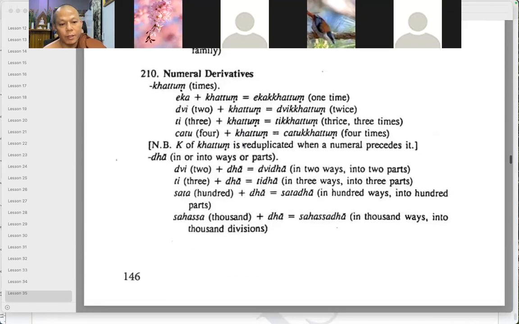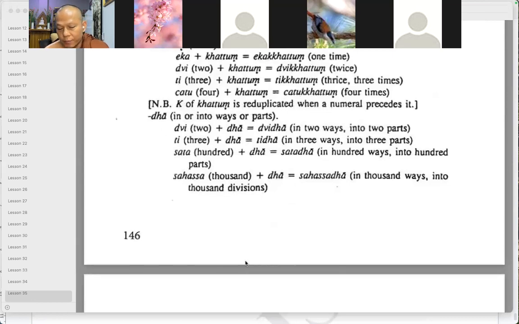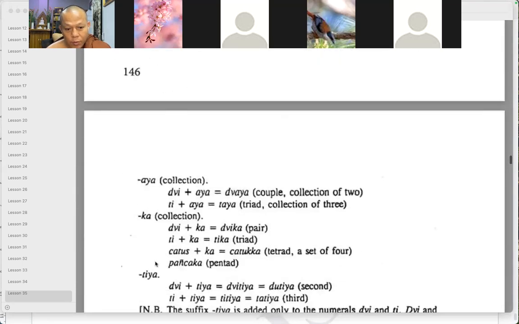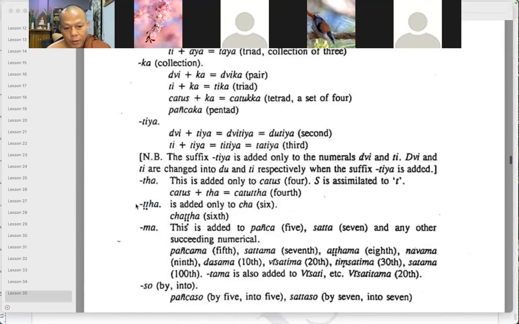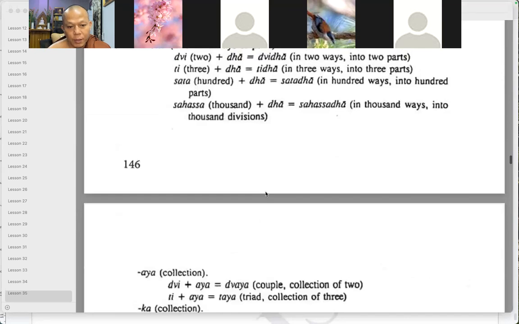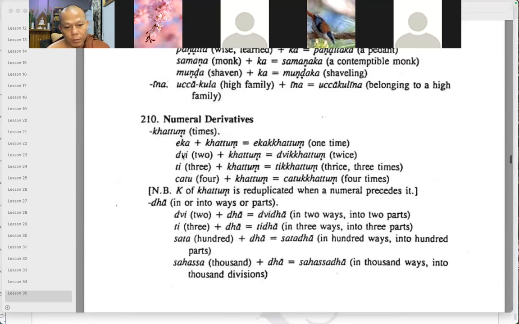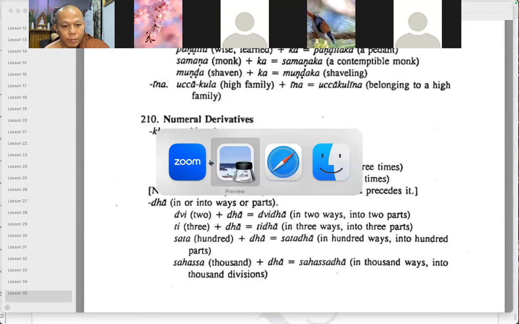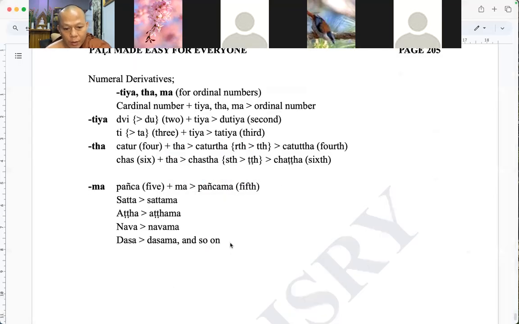So, numerical derivatives. Last time we learned how to form the ordinal number by adding suffixes like tiya, tha, and ma to the cardinal number. So we have ordinal numbers, and the others are miscellaneous. Here you see, the first suffix is kkhattu. Kkhattu means times.